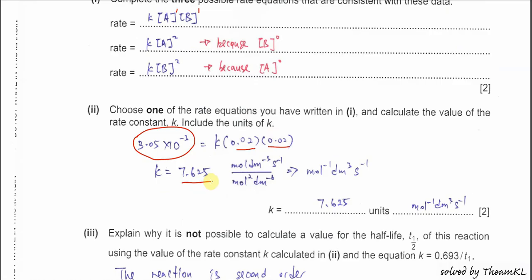The unit is very easy because the rate here is mol per dm cubed per second, and both of these concentrations are mol per dm cubed. So this is how you find the unit. You just cancel out each other. So at the end you get per mol dm cubed per second.